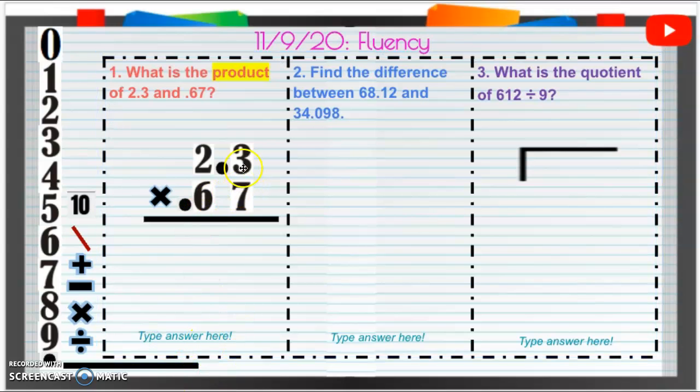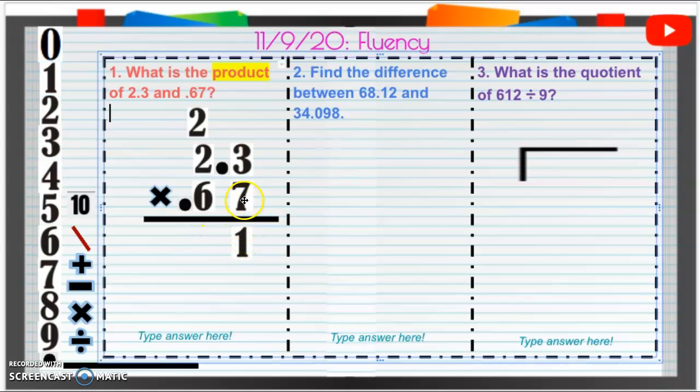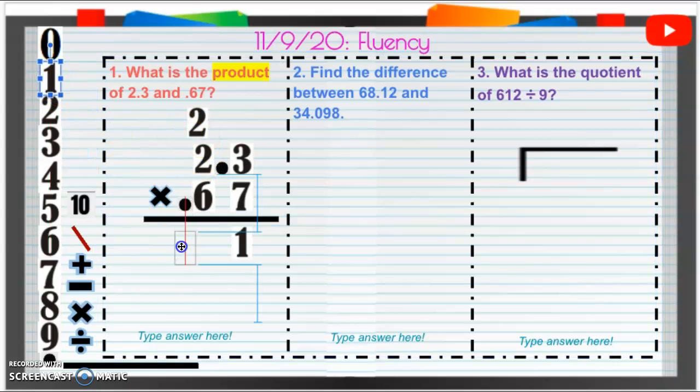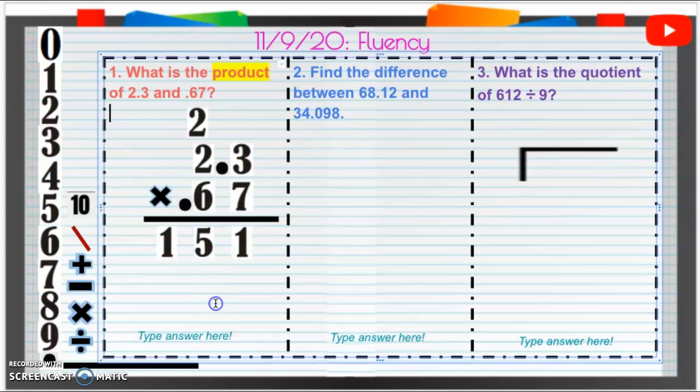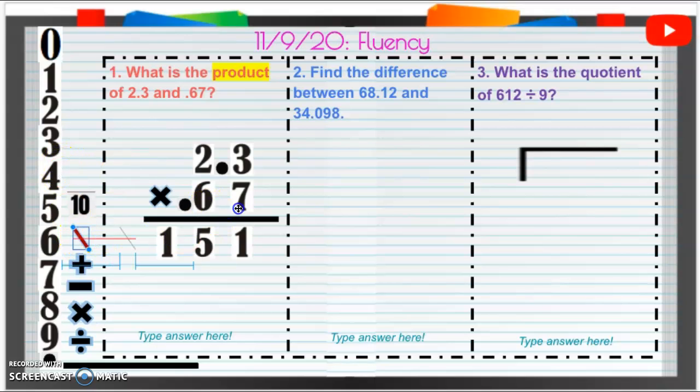So 7 times 3 I know is 21, so I'm going to carry that 2, drop that 1. Then I know 7 times 2 is going to be 14, plus 2 is going to be 15. Now, we're done with this 2. You can either cross it out or delete it because we are doing it virtually. That's fine. But that 7, we do need to keep there and cross it out, because we are now moving over to our next digit, which means we need to put a placeholder of 0.